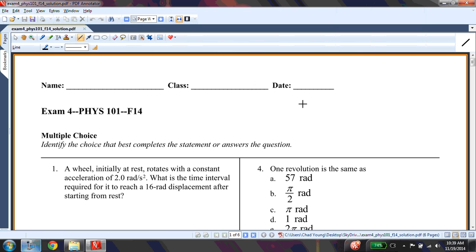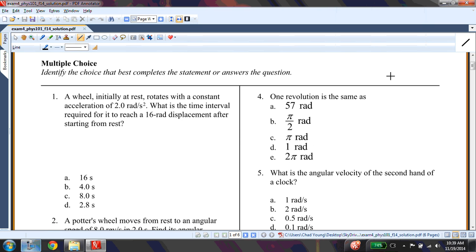This is exam 4 for Physics 101, Fall 2014. Wheel initially at rest. That is my angular speed.